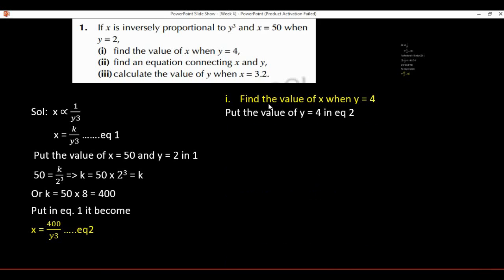Now find the value of x when y is equal to 4. Just put y is equal to 4 in this one, and the value of x will be 6.25.